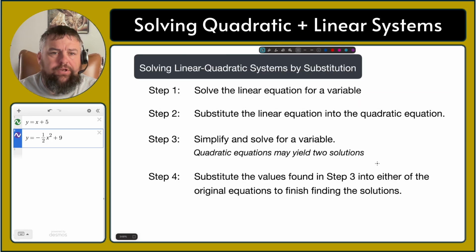Okay, another method that we could use to solve a linear quadratic system is through substitution, and these are the steps that are involved. Step 1, we're going to solve the linear equation for the variable. Step 2, we're going to substitute the linear equation into the quadratic equation. Step 3, we're going to simplify and solve for a variable. So keep in mind, quadratic equations may yield 2 solutions. And then step 4, substitute the values found in step 3 into either of the original equations to finish finding the solutions.